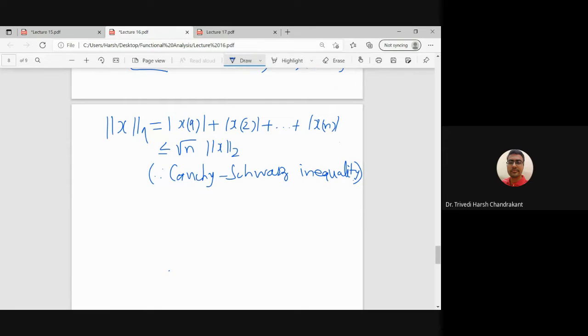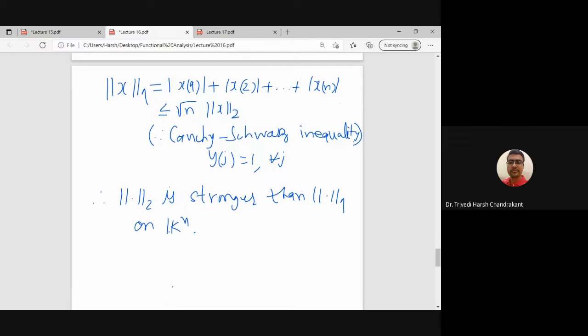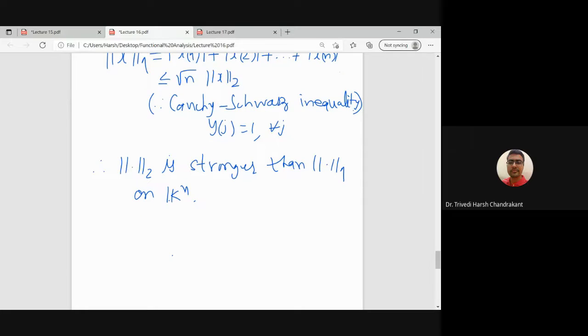Basically each yj we are taking to be 1, so that gives this inequality. That means the 2 norm is stronger than the 1 norm on Kn. So this is the comparison of the 2 norm with the 1 norm. Similarly, the 1 norm with the 2 norm we can also compare.